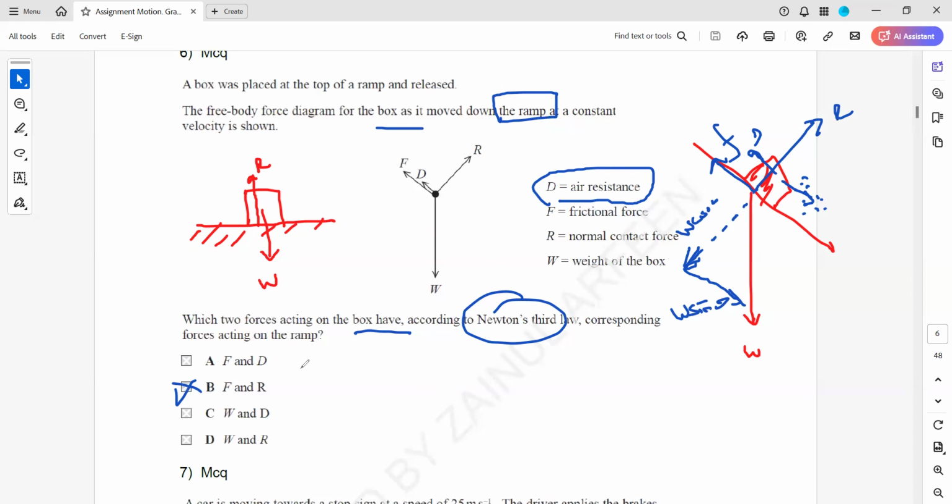So in the options, the only one left is F and R. These are the corresponding forces acting on the ramp. Air resistance is not acting on the ramp. So we just need the forces between the box and the ramp. That's why D we did not consider.